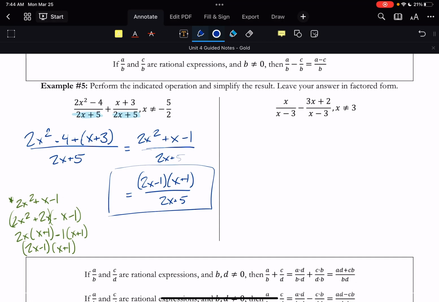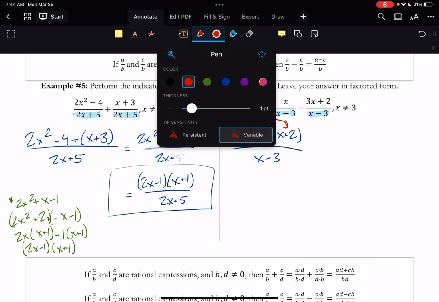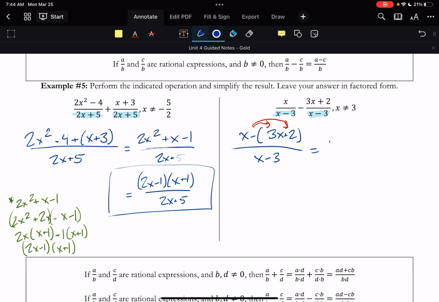Going on to the next one, I have x over x minus 3 minus 3x plus 2 over x minus 3. Again, I have this common denominator, so I can rewrite this as one rational expression: x minus the quantity 3x plus 2 all over x minus 3. The only thing to watch for when you're subtracting rationals is to make sure you distribute a negative if you have to. So I want to make sure that I distribute that negative to both terms.